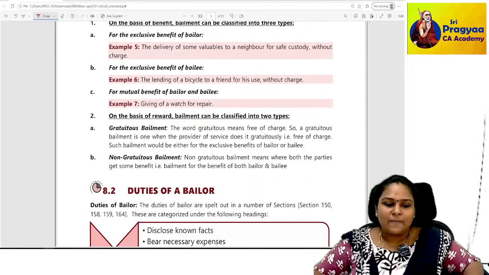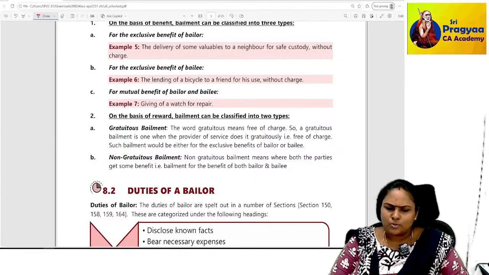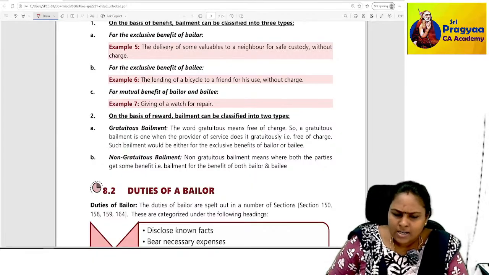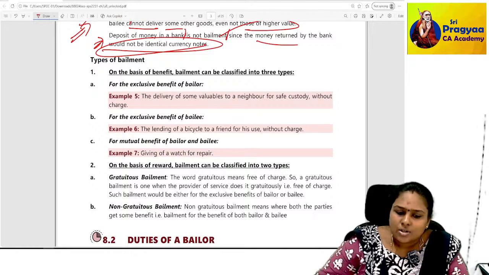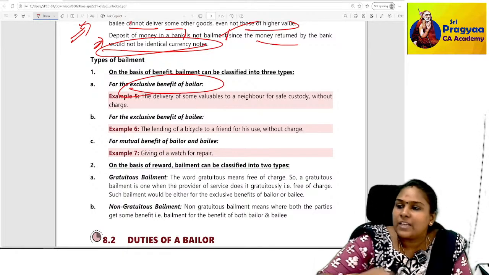Next, types of bailment. Types of bailment we have only two types. One is based on benefit and one is based on reward. Now under based on benefit, first one, it is in the exclusive benefit of the bailor.